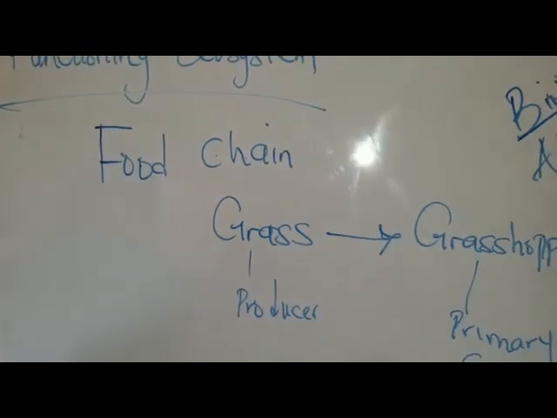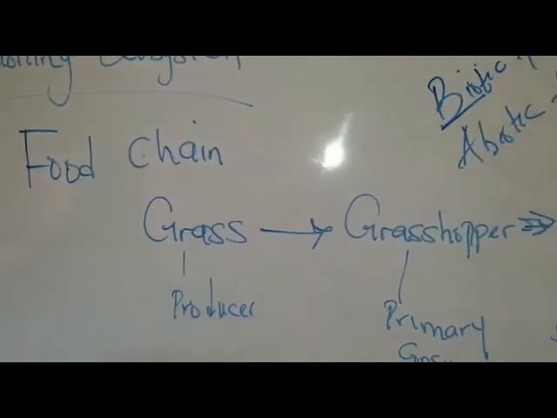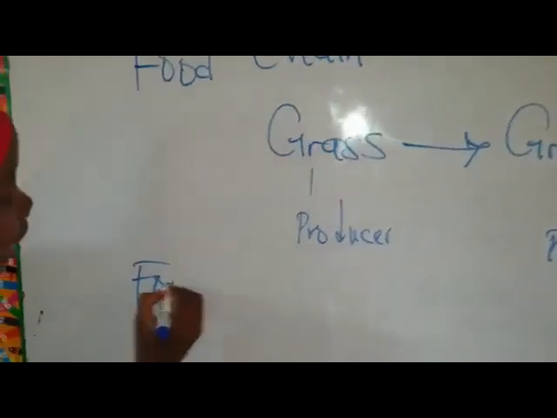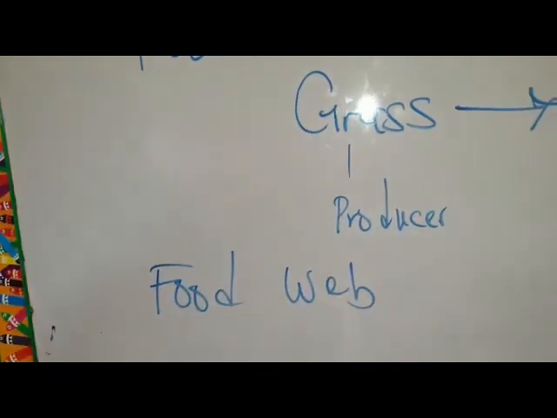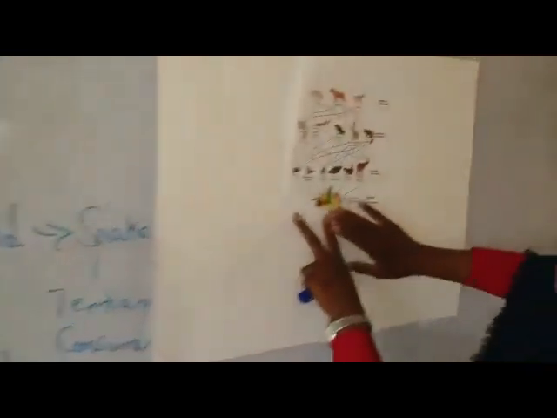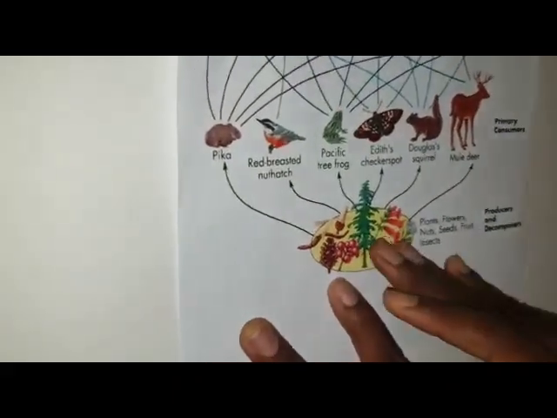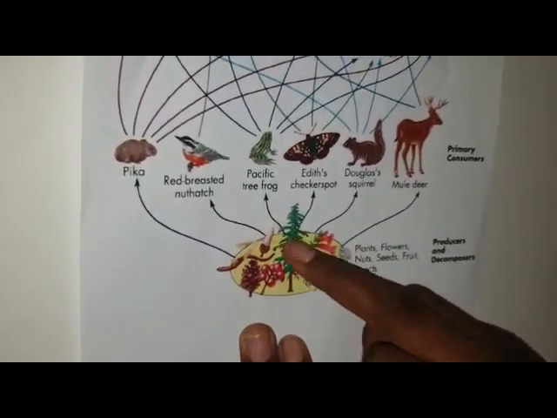So you are going to make one showing me the relationship in an aquatic habitat, an example of a food chain in an aquatic habitat. A food web, on the other hand, is a combination of many food chains. It may be 3, 4, and so on. We have an example here. This is our producer. The producers, as we know, are organisms that manufacture their food themselves: plants, flowers, nuts, and so on.